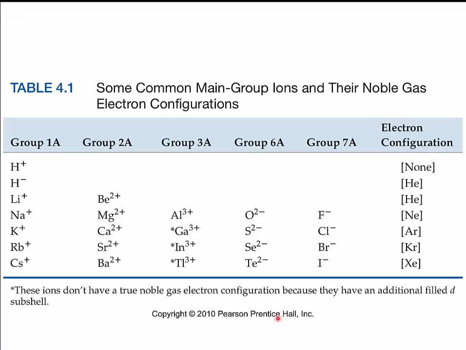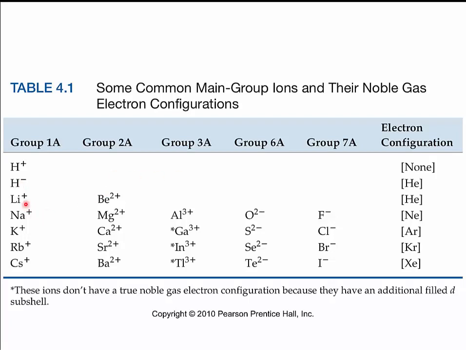Some common main group ions and their noble gas electron configurations. If I take hydrogen, I can lose an electron and be just a bare proton, or I can gain an electron and look like helium. Now, hydrogen tends to want to be positive most of the time. You will sometimes see hydrides, like metal hydrides, which are a pretty active area of research. Some of them are pretty rough and durable compounds.